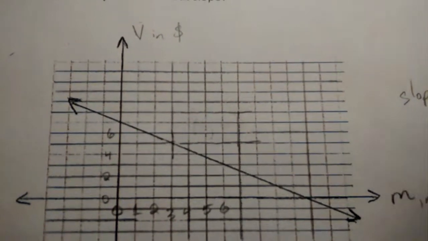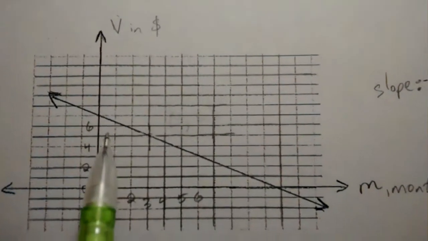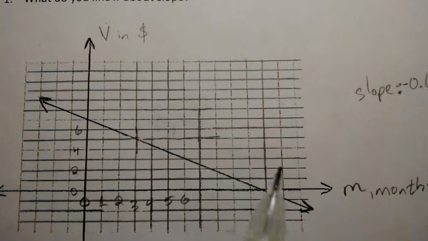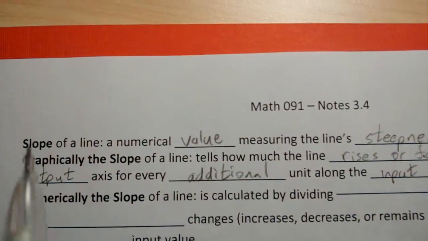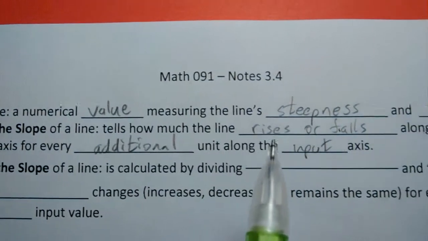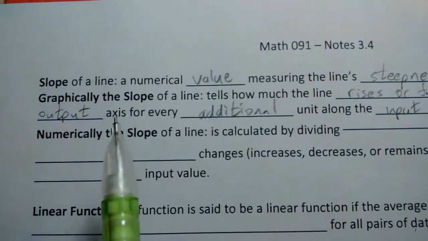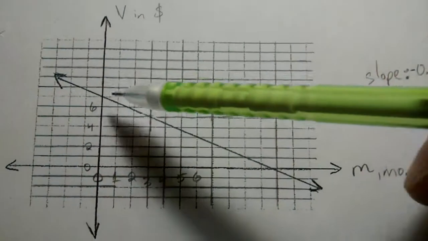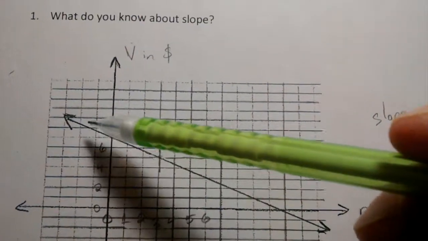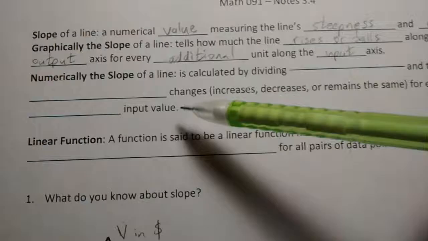One way to look at and determine the numerical value for the slope of a line here is to think of what the slope of this line means graphically. Graphically, the slope of a line tells us how much the line rises or falls along the output axis. That's along here. How much does this line fall or rise? And from left to right, hopefully you agree that it's falling.